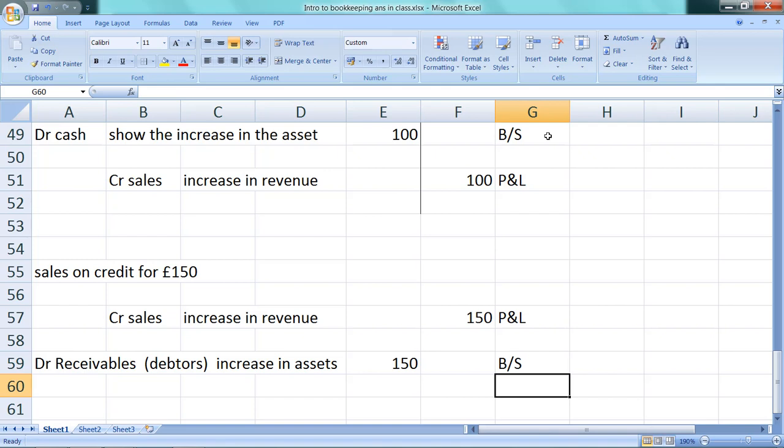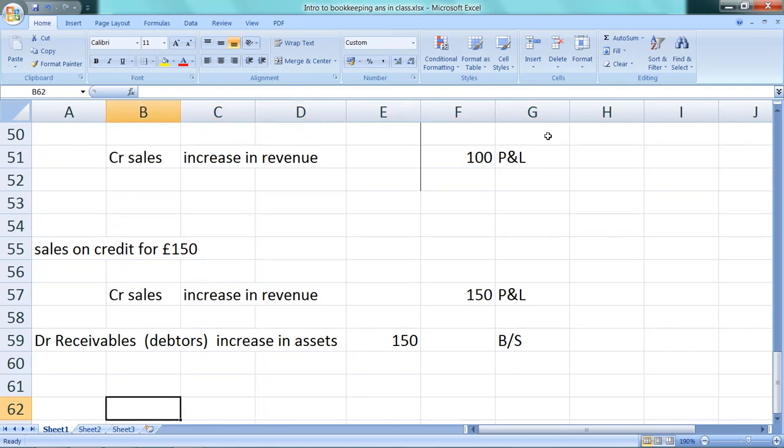Does that make sense? This is the double whammy impact of all of my transactions. Are we happy with that, guys? Cool, right, let's keep on trucking then. Let's do some more transactions.